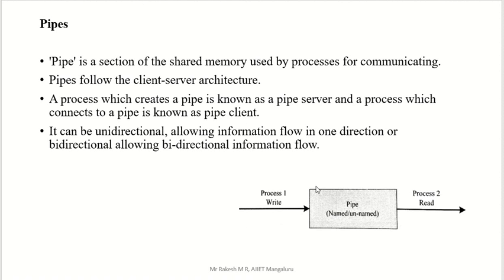So on one side, a process creates the pipe, and on the other side another process reads from that pipe. The process that created the pipe is called the server. The process reading the pipe is called the client. It can be unidirectional, with writing on one side and reading on the other, or it may be bidirectional. Depends. Sometimes it is one direction, that is unidirectional, and sometimes it is bidirectional.